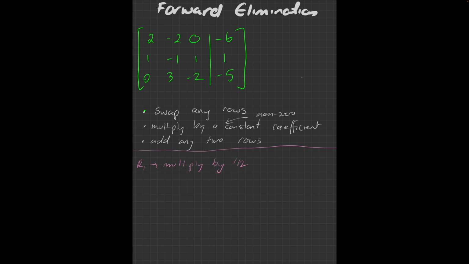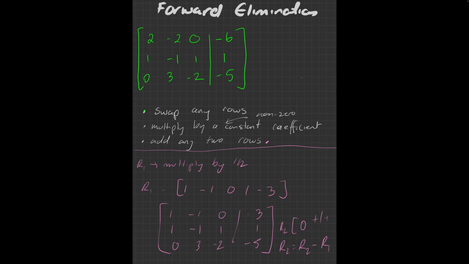by 1 on 2. So that'll give us row 1 equal to 1, minus 1, 0, minus 3. So we can rewrite our matrix as 1, minus 1, 0, minus 3, and then 1, minus 1, 1, 1, 0, 3, minus 2, minus 5. So that's our new matrix. And then I'm going to use this add any 2 rows rule. If I want R2 to have a 0 at the start, I can do R2 equals row 2 minus row 1. You can think of this as plus negative 1 lots of row 1. It's the same thing. Add or subtract rows, doesn't matter.